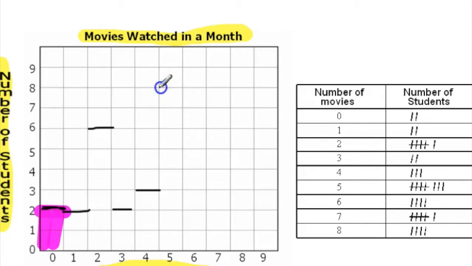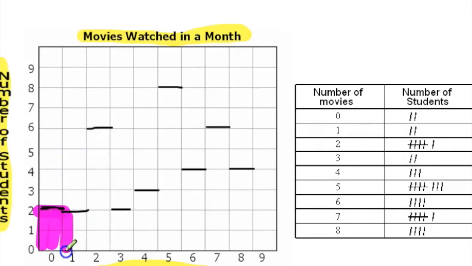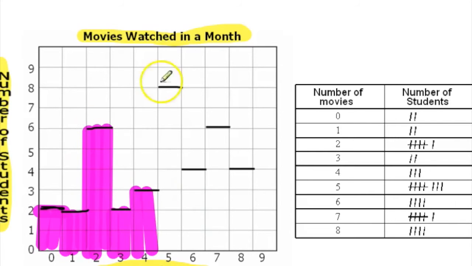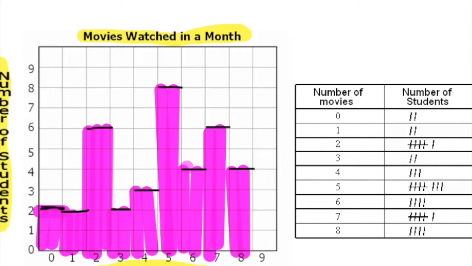Going all the way up here to 8. What about 6? 7? And 8? Thomas. Now when I'm coloring in, now all I have to do is color up to the bar that I drew. That helps us really see the data.